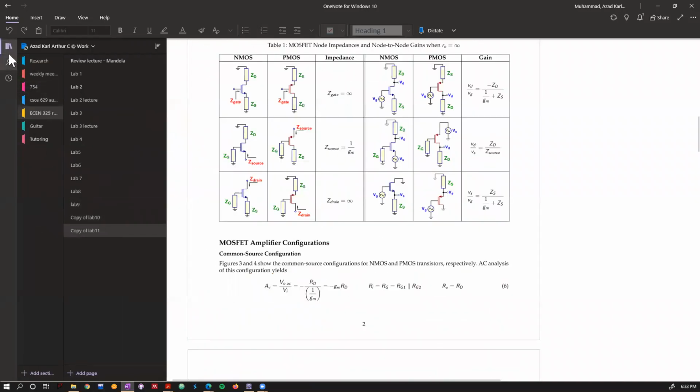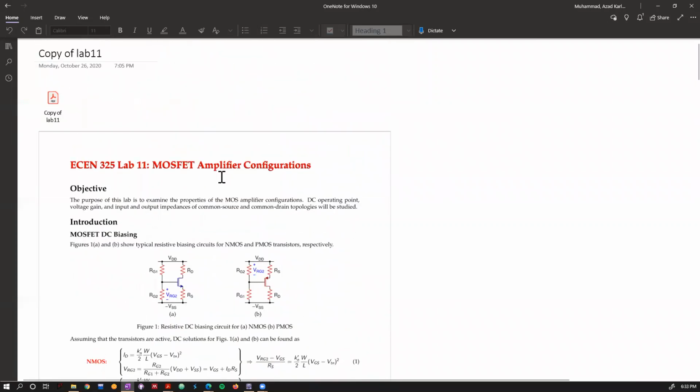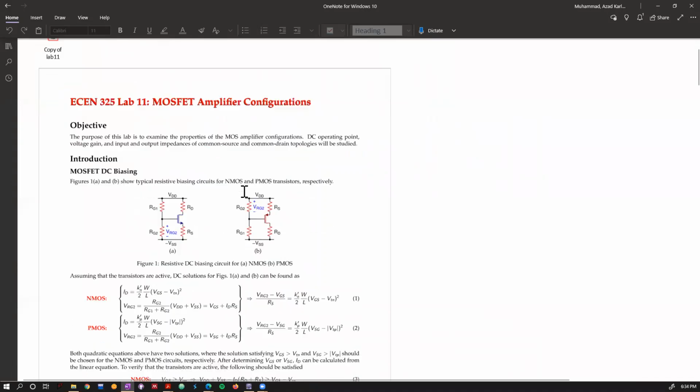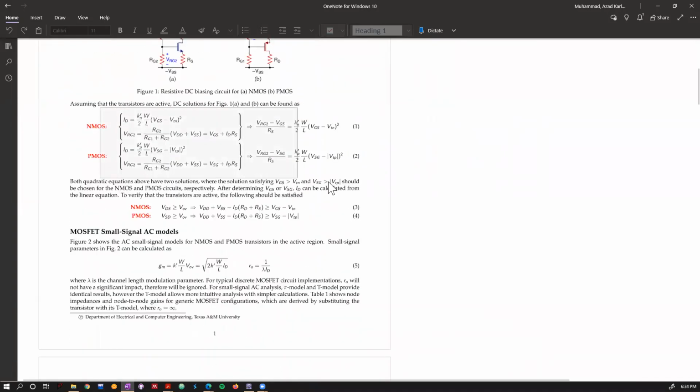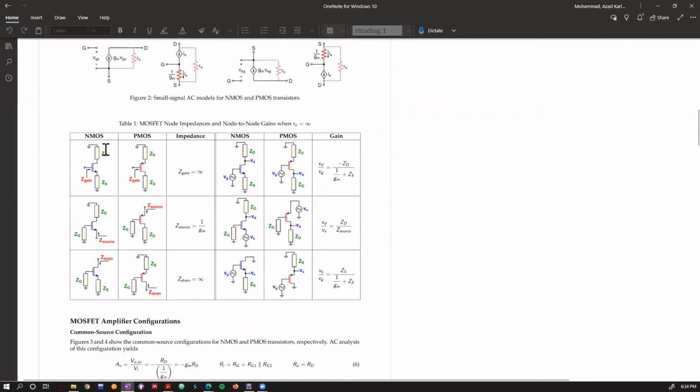Okay, let's move on to lab 11. So lab 11 will be similar to what we have in lab 8, I guess, right? You basically have the current equations, the math equations to verify how the MOSFET will be in the active region, and you have the small signal models here. And you can use the same techniques of finding the input and output resistances that we did for the BJTs. It's the same techniques, it's just that you have a different value, looking into the gate, looking into the source, and looking into the drain.